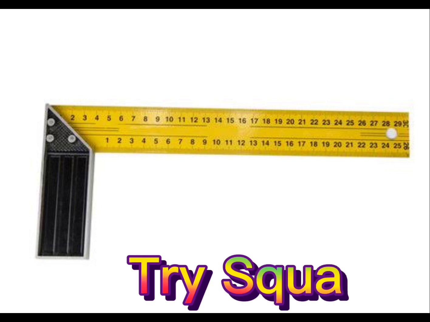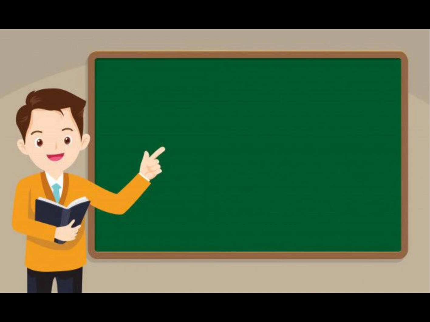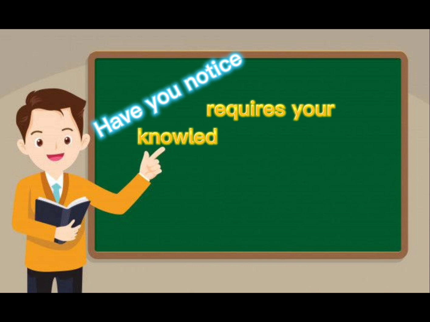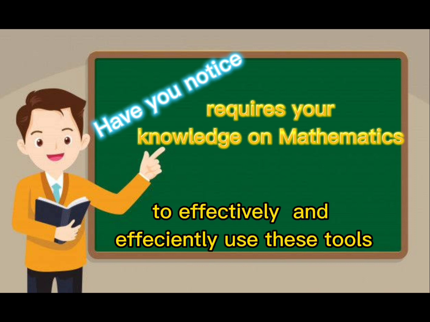Tri-square. This tool is used for testing the squareness of the surface of any object. It is also used for marking out lines. Before we proceed to the next tools, have you noticed that the previous tools require your knowledge of mathematics? That's right. You need to have a background on measurements to effectively and efficiently use these tools.